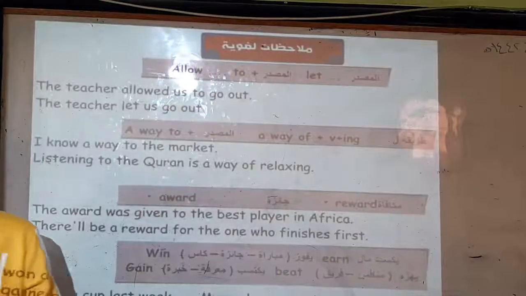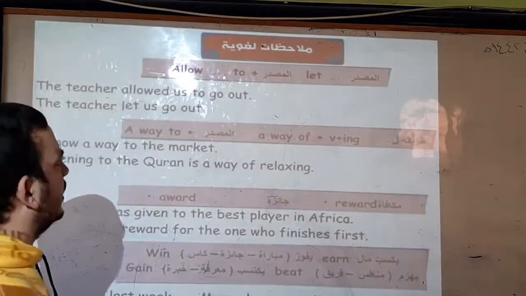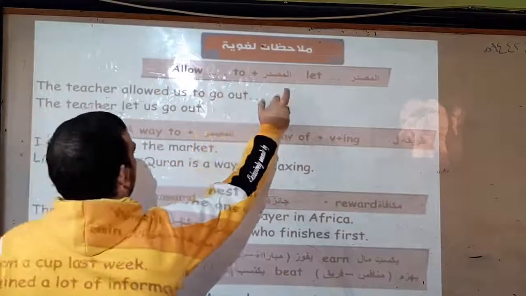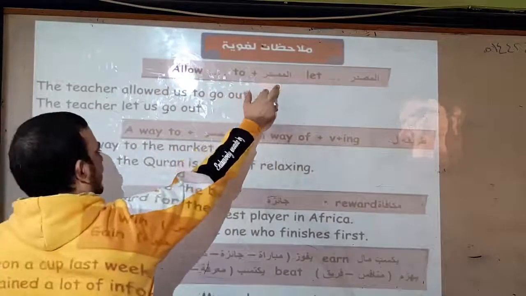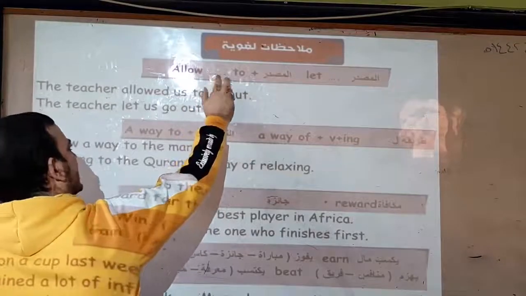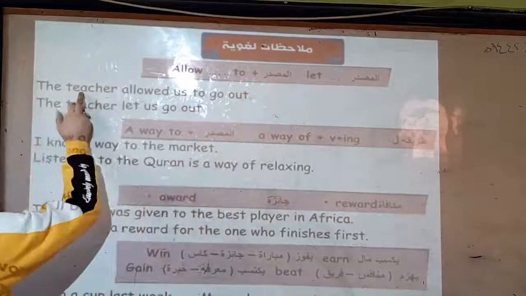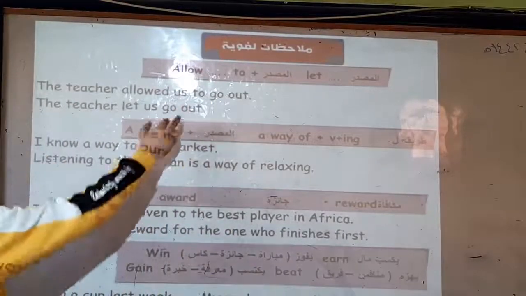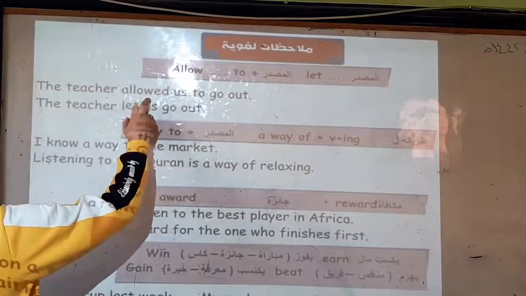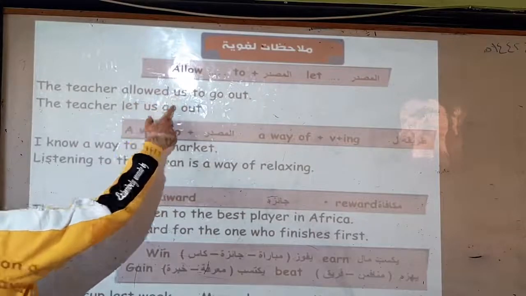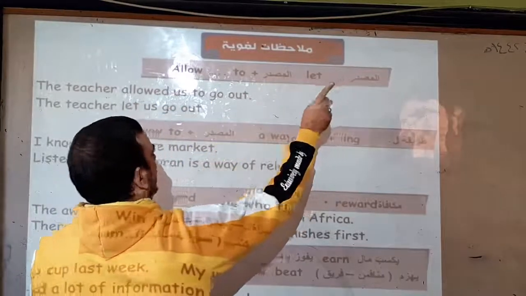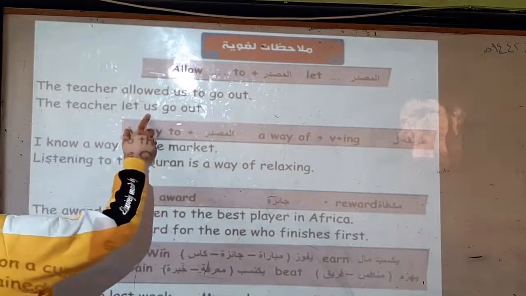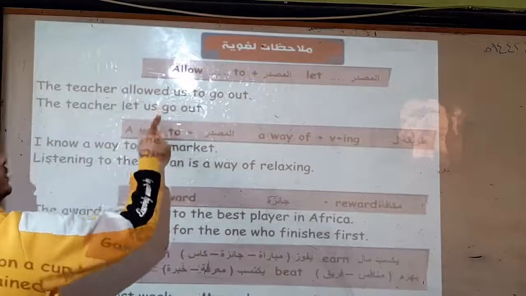طيب the language functions are used on revision، الوظائف اللغوية. Tell someone to do something، فلان to + infinitive مع الـ object. Allow someone to do something، يسمح للشخص ان يفعل كذا. The teacher allowed us to go out، ان احنا نطلع. Okay، يبقى لازم هنا to plus infinitive مع الـ object، خد بالك من دي. لكن let: let plus object، the teacher let us go out without to here, but these with to, okay?